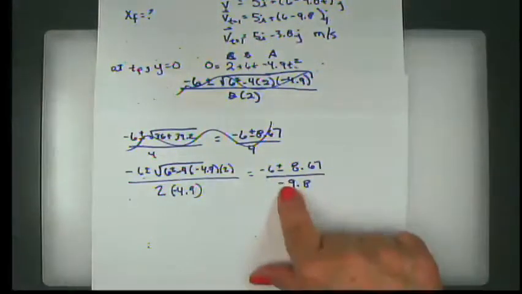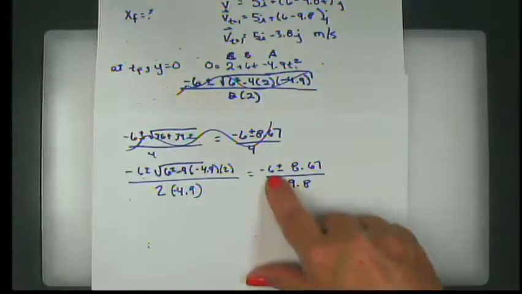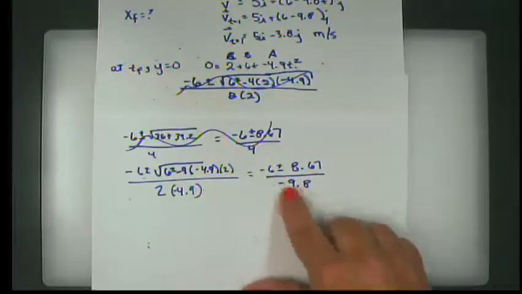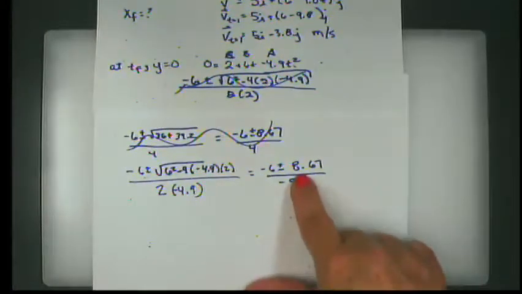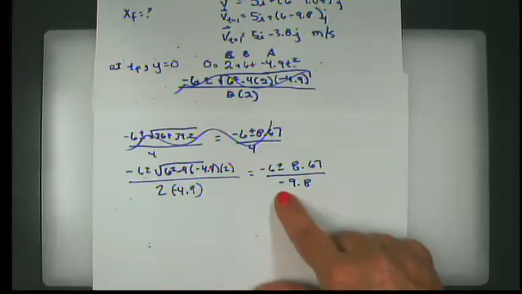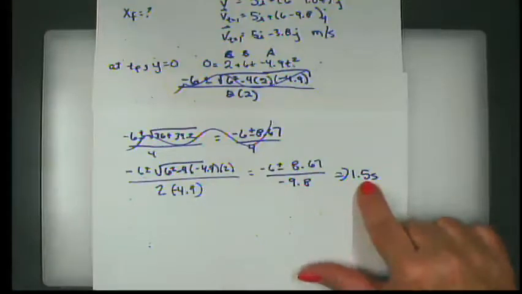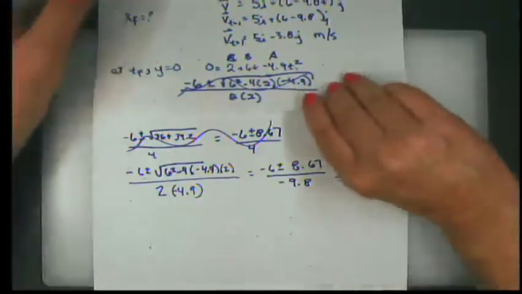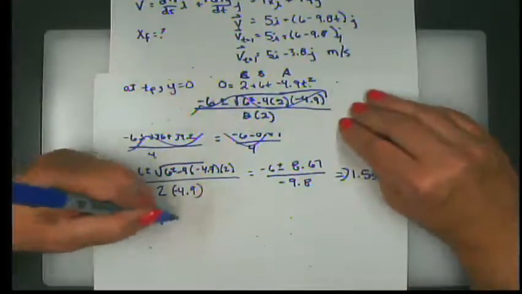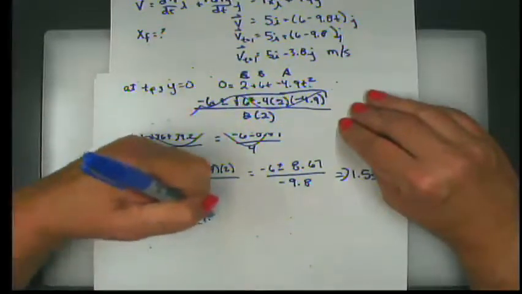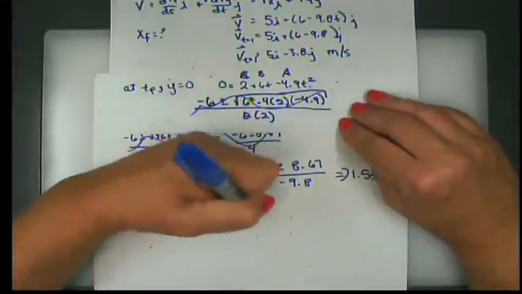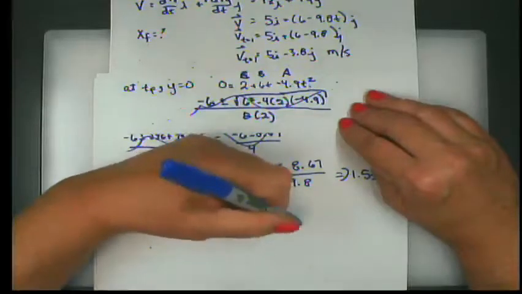So what that means is this is negative. My numerator is going to have to be negative in order to get a positive time. So I take the value 8.67, add 6 to that. That would be a negative 14, divide it by negative 9.8, and I get 1.5 seconds. All right, so that means it's going to travel for 1.5 seconds. So how far is it going to go? X final then is going to be 5 times 1.5, which is 7.5 meters.